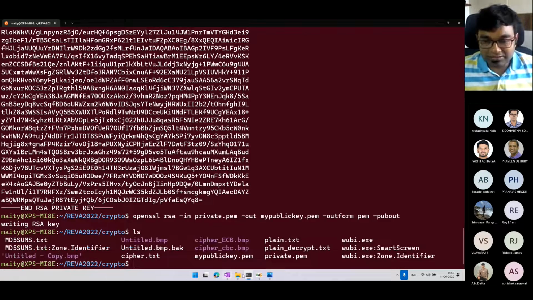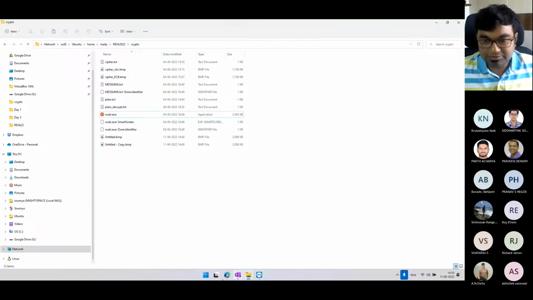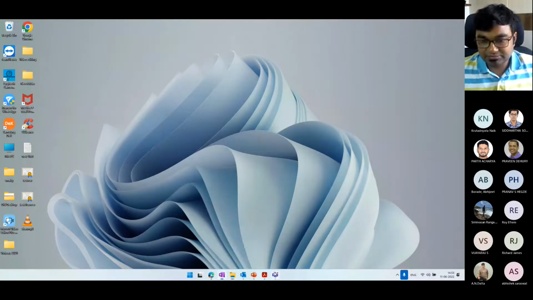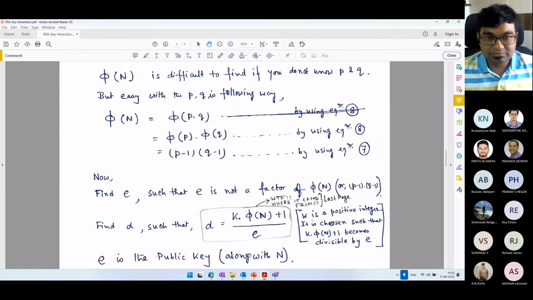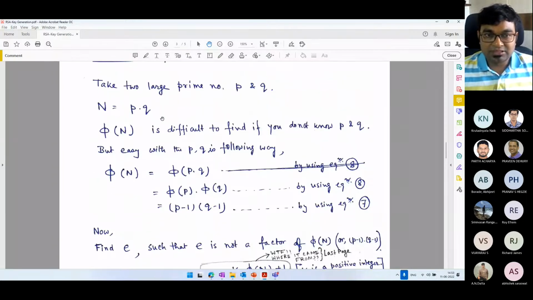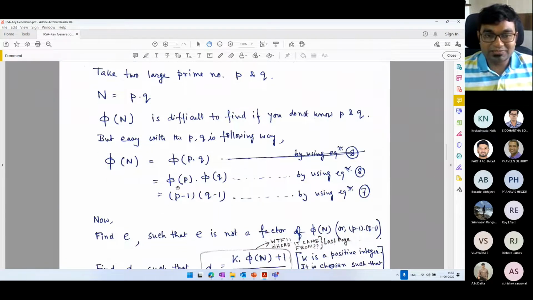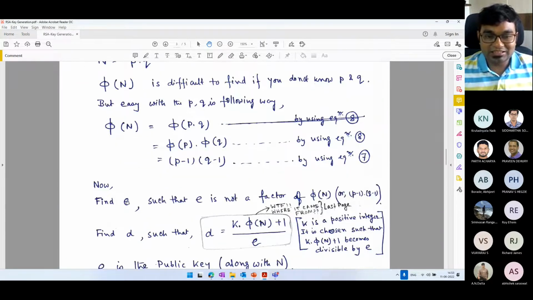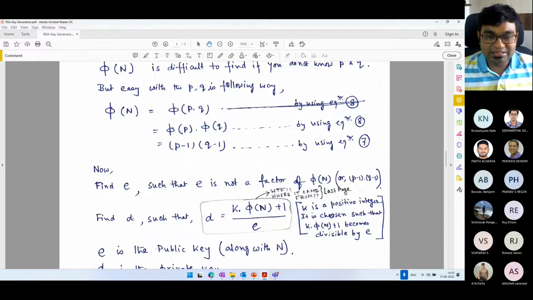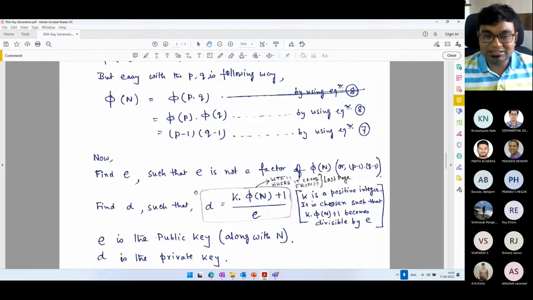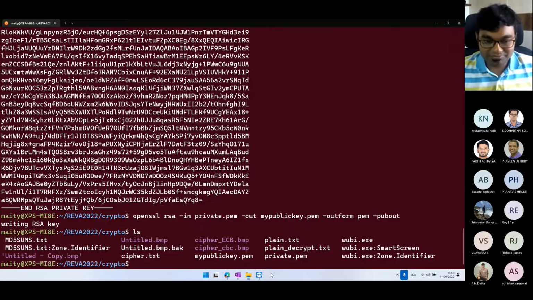So what it did, it just simply calculated this thing. The first time I generated P and Q. When I ran the first command, it generated P and Q, and then it generated phi of n, then it generated E. Now the second command that I executed just executed this line, and everything is stored in a file. Simple enough.